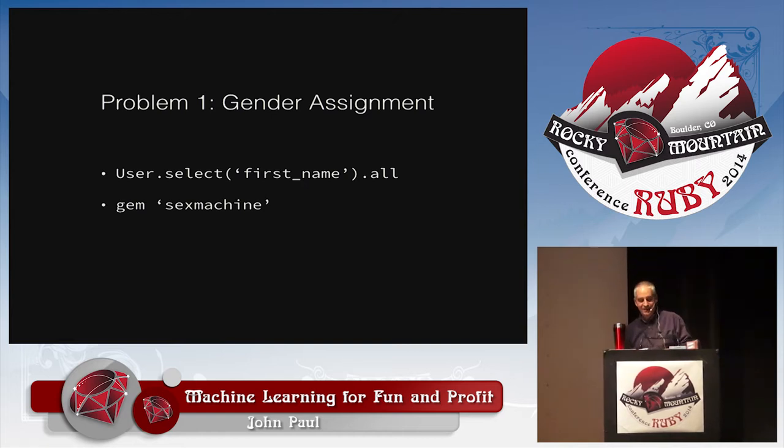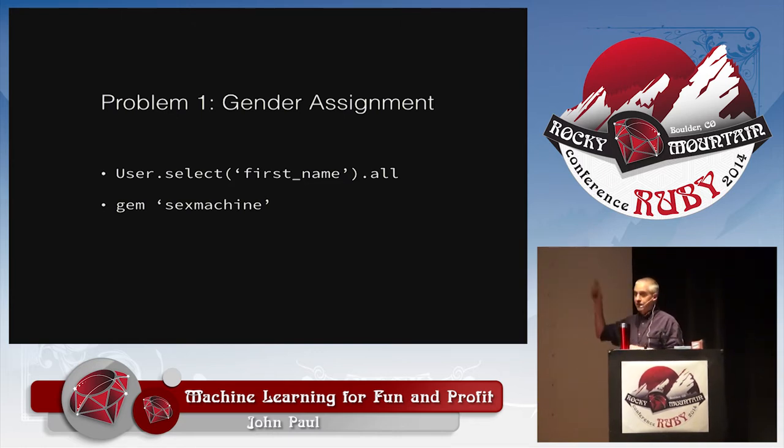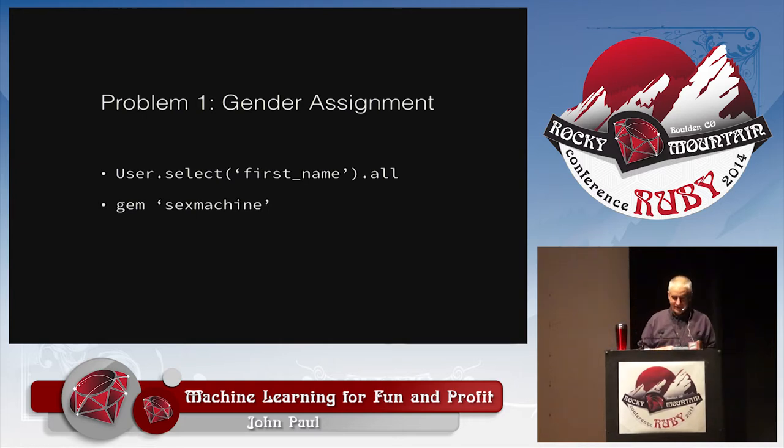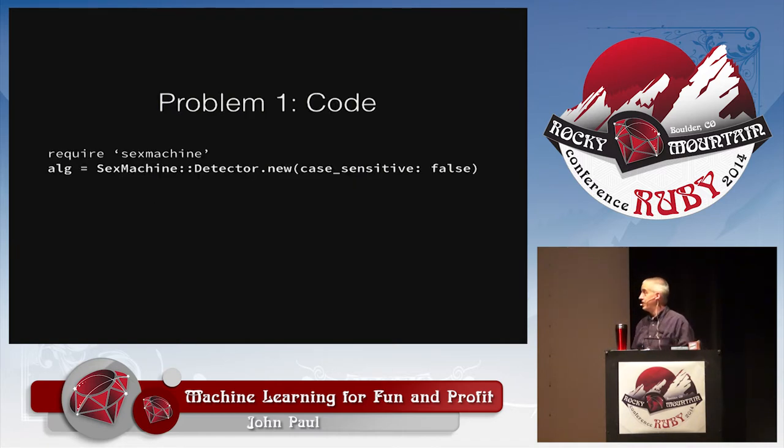This is what we need to do first. We're going to do gender assignment. I hate saying that out loud, because that's not really what we're going to do. What we're going to do is take data you have, the first name of a user, and a gem called Sex Machine, which I did not name. It's a C library under the hood. We're going to assign people's sex, male or female, based on their name. This gem is really fun for doing that.